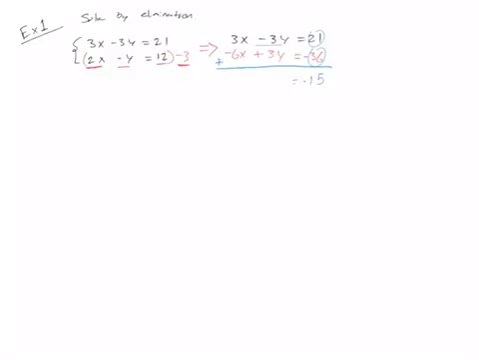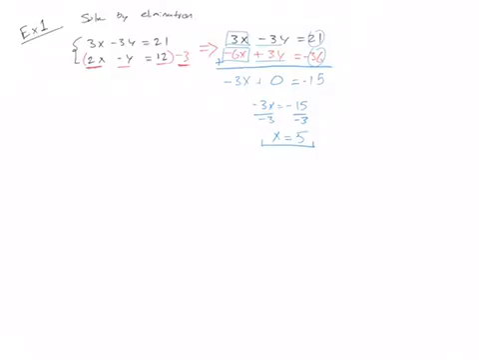Negative 3y plus a 3y is going to give me 0y, or just 0. And then 3x minus 6x is going to give me negative 3x. So notice now I'm just down to a single variable. It's going to be negative 3x is equal to negative 15. Divide by that negative 3. I'm going to get x is equal to a positive 5. So that is half my answer.